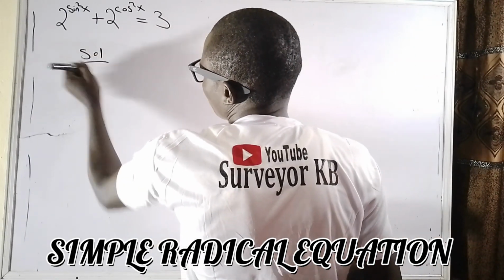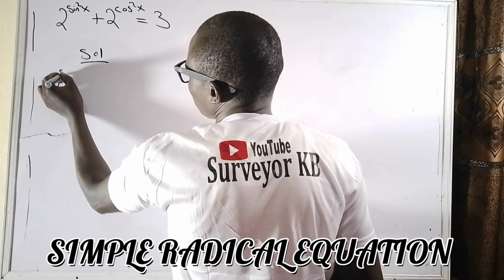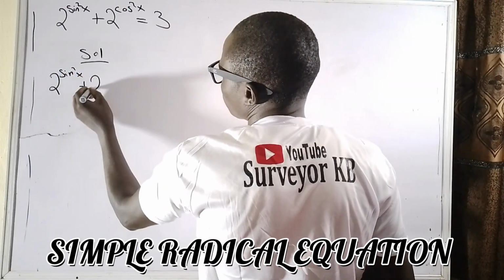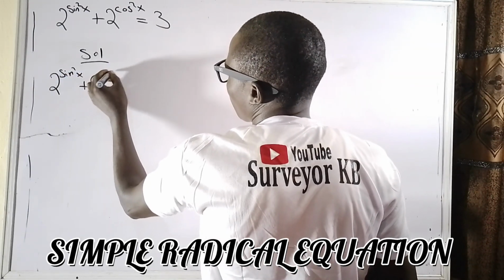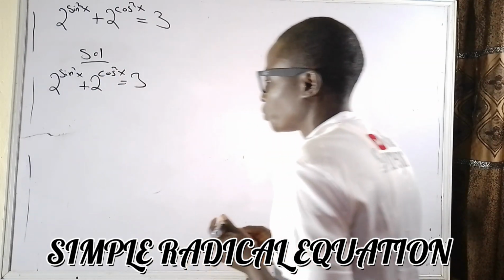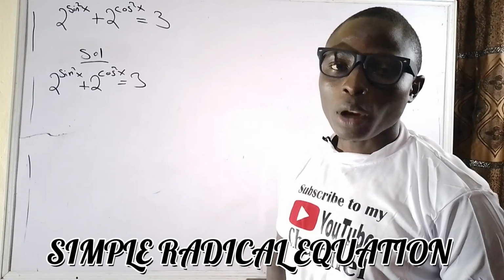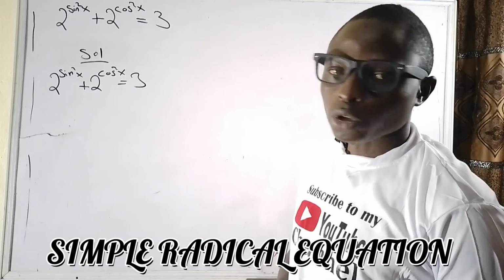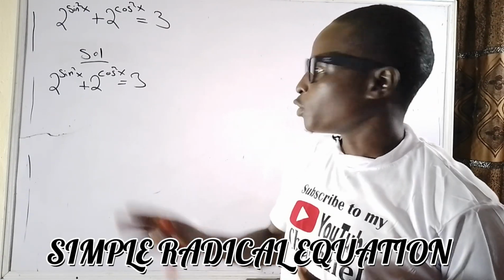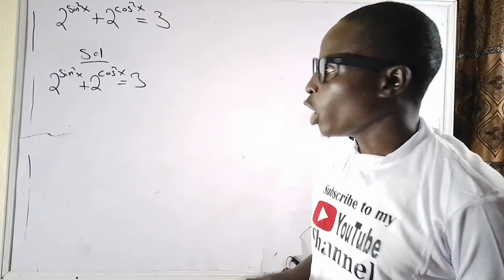So, solution: we have an equation that says 2 raised power sine square x plus 2 raised power cos square x is equal to 3. I know that different people will have different methods of solving this particular equation. I have my own method of solving this particular equation differently. So let's see how we can go about it.